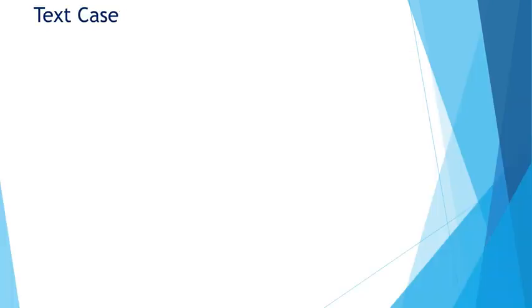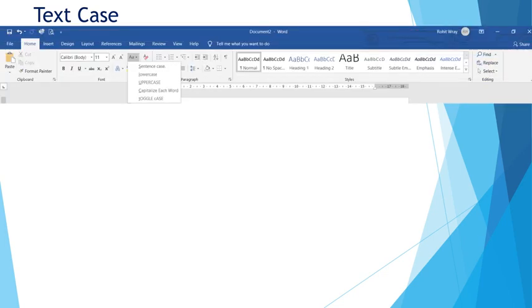Text case. So in order to set the text case for our text in the document, here is the ribbon. In the Home tab, the option that you can see here is capital A and small a. If you click this arrow, you will get all the 5 text cases that are available in the Word document. From these, you can select the case that you want for your text.